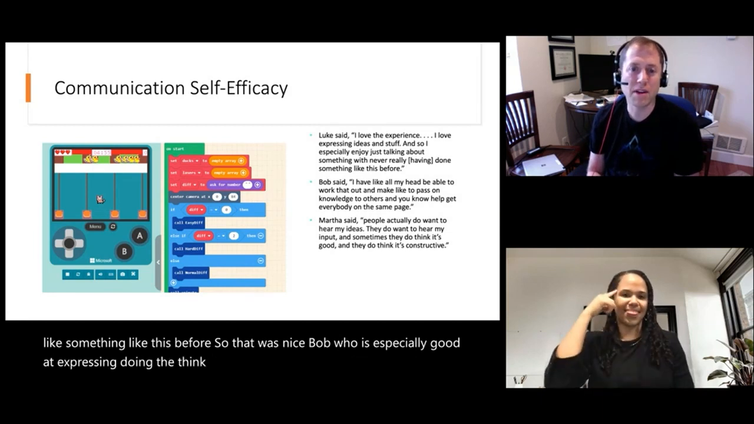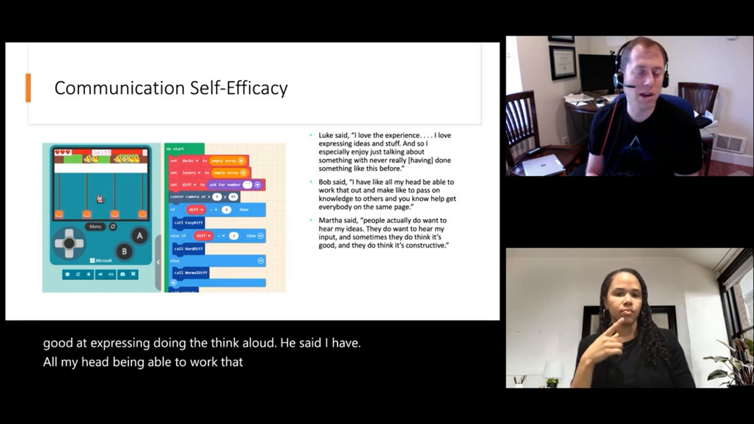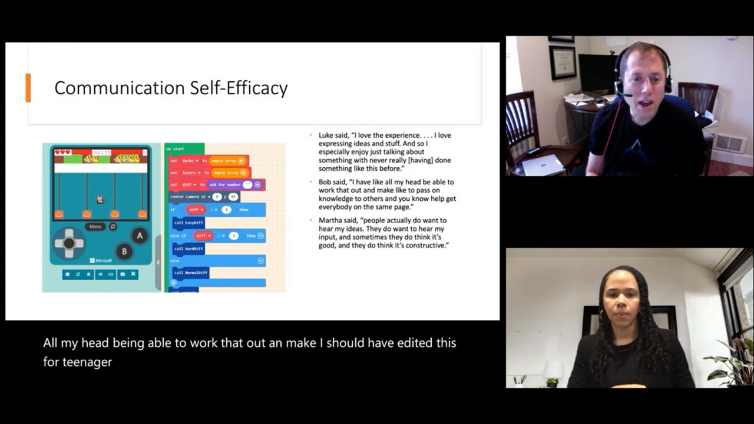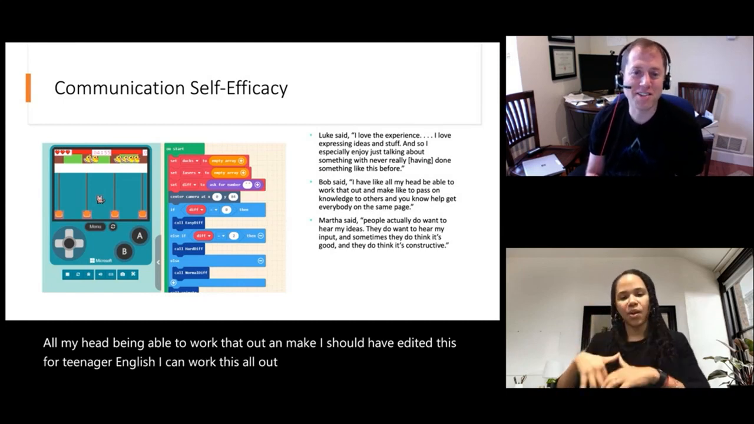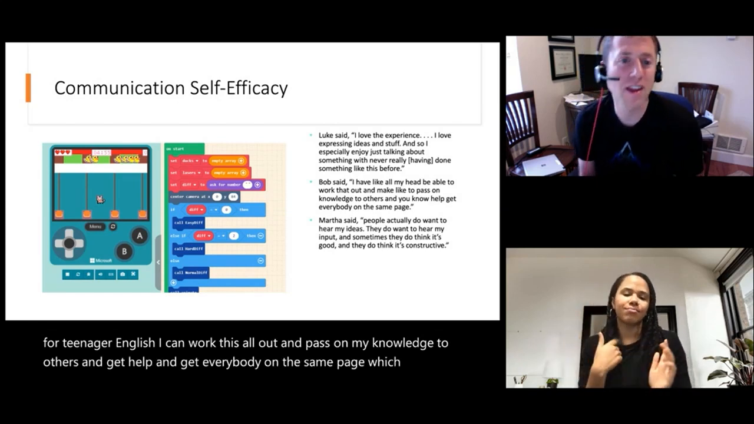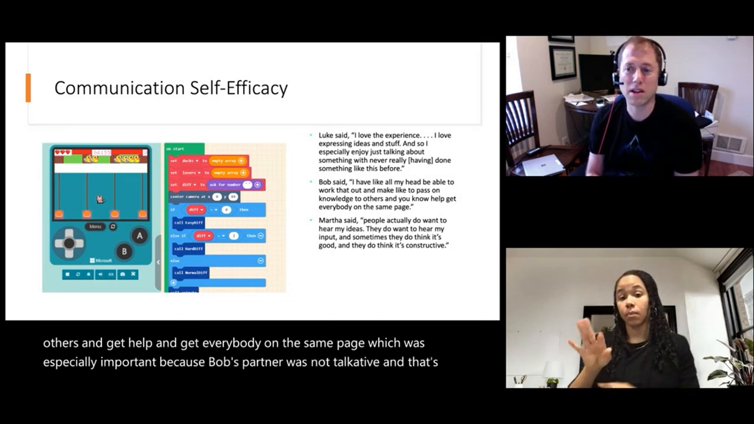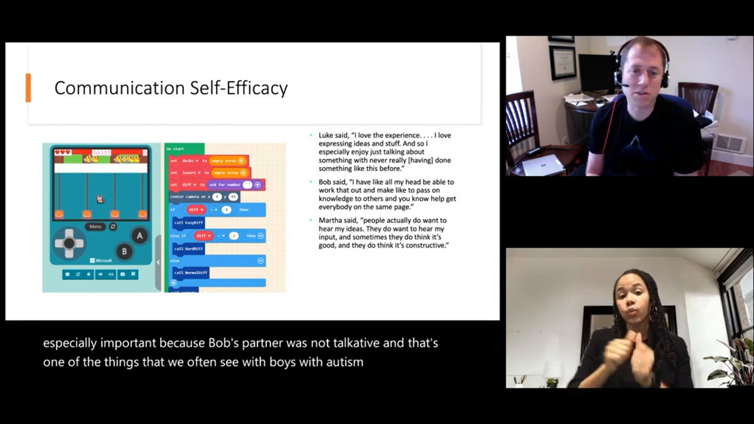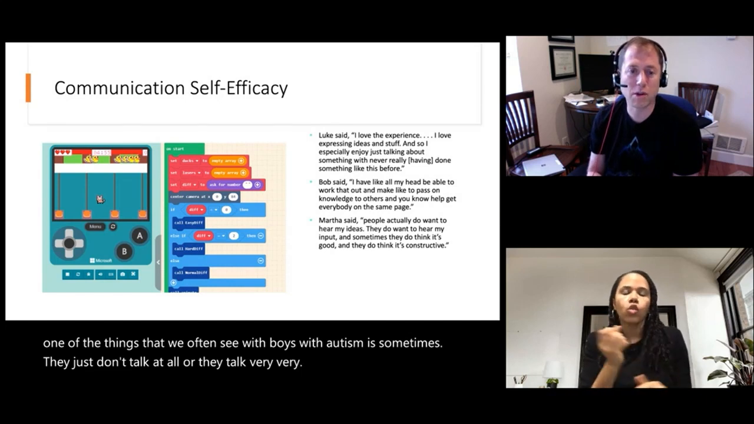He said, I have it all in my head, being able to work that out and make, well, I should have edited this for teenager English. I can work this all out and pass on my knowledge to others and get help and get everybody on the same page, which was especially important because Bob's partner was not talkative. And that's one of the things that we often see with boys with autism: sometimes they just don't talk at all, or they talk very, very specifically when they're asked a question.